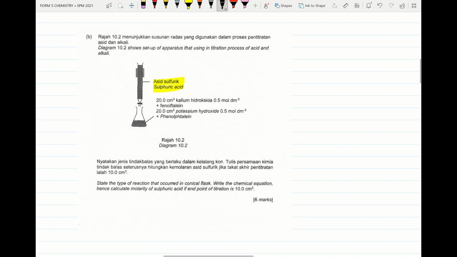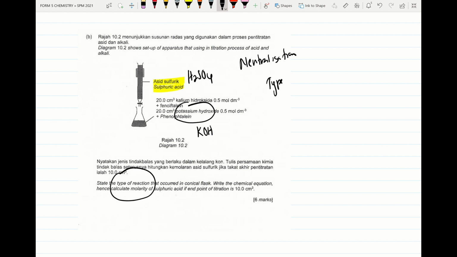So in this reaction, they use sulfuric acid reacted with potassium hydroxide, and this reaction is known as a neutralization reaction. So state the type of reaction. So I put here type of reaction. The type of reaction is neutralization.